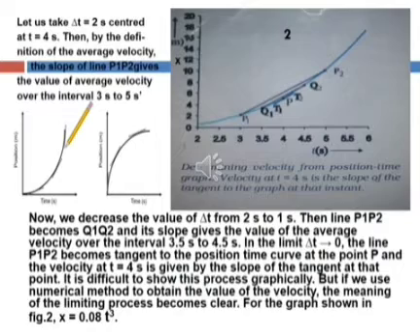Now we decrease the value of delta t from 2 seconds to 1 second, then the line P1P2 becomes Q1Q2 and its slope gives the value of the average velocity over the time interval 3.5 seconds to 4.5 seconds. In the limit delta t tends to 0, the line P1P2 becomes the tangent to the position-time curve at the point P, and the velocity at t = 4 seconds is given by the slope of the tangent at that point. It is difficult to show this process graphically, but if we use the numerical method to obtain the value of this velocity, the meaning of the limiting process becomes clear.